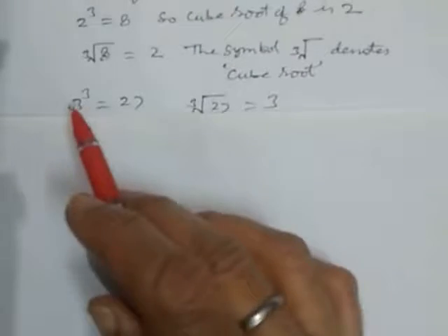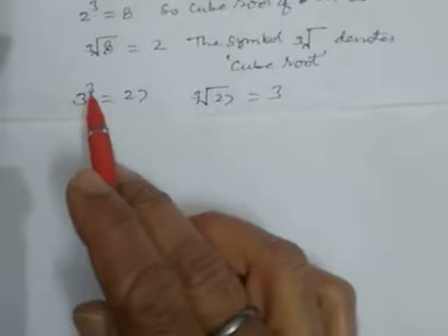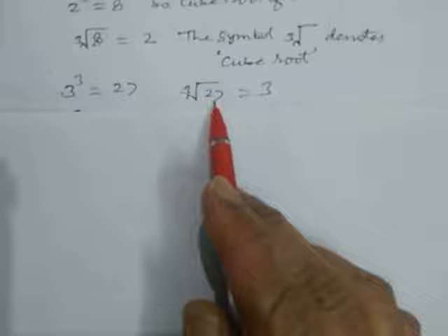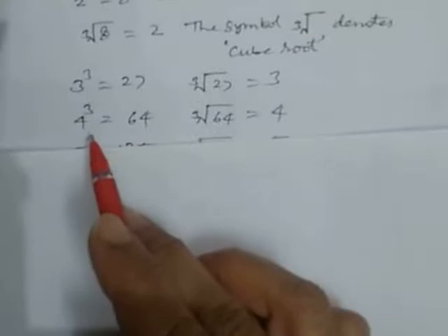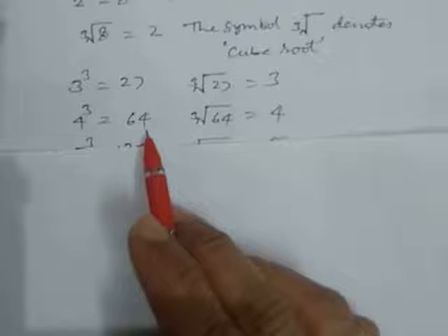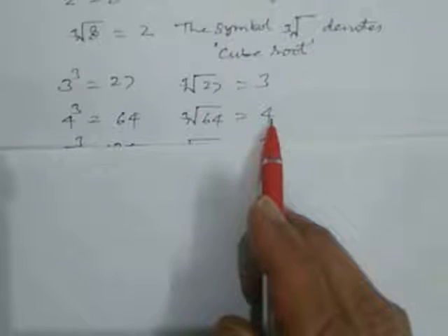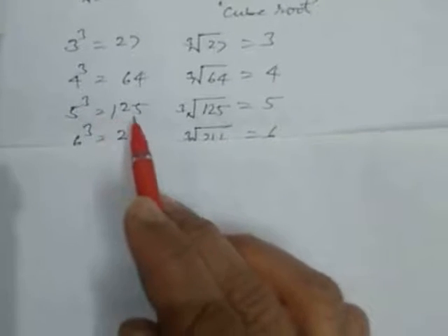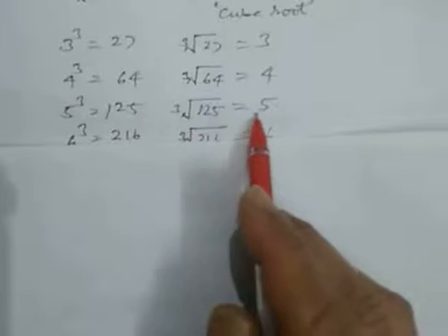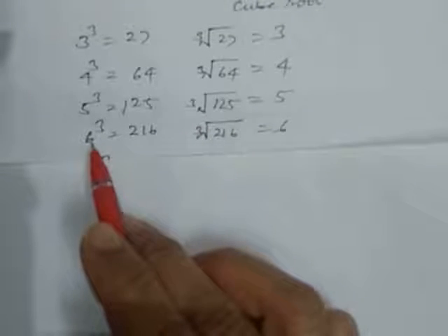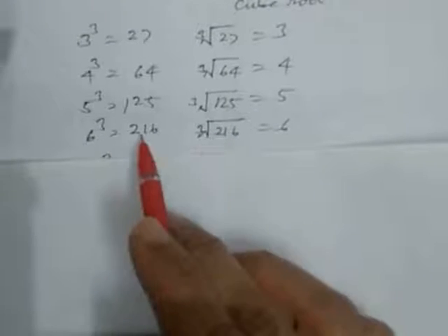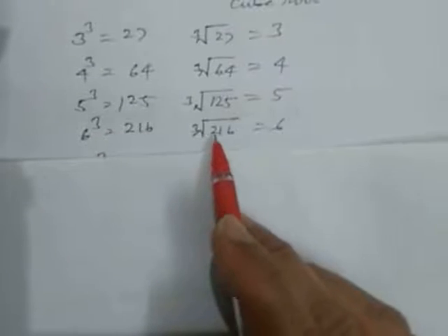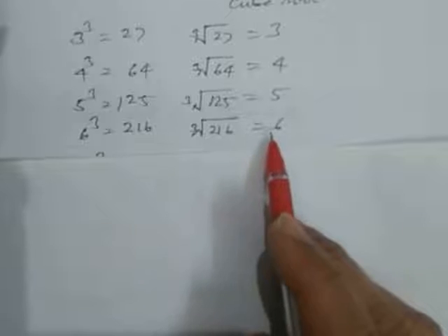Now we know the cube of 3 is 27, so the cube root of 27 is 3. Cube of 4 is 64, so the cube root of 64 is 4. Cube of 5 is 125, so the cube root of 125 is 5. Cube root of 216, which is the cube of 6. Cube of 6 is 216, and the cube root of 216 is 6.